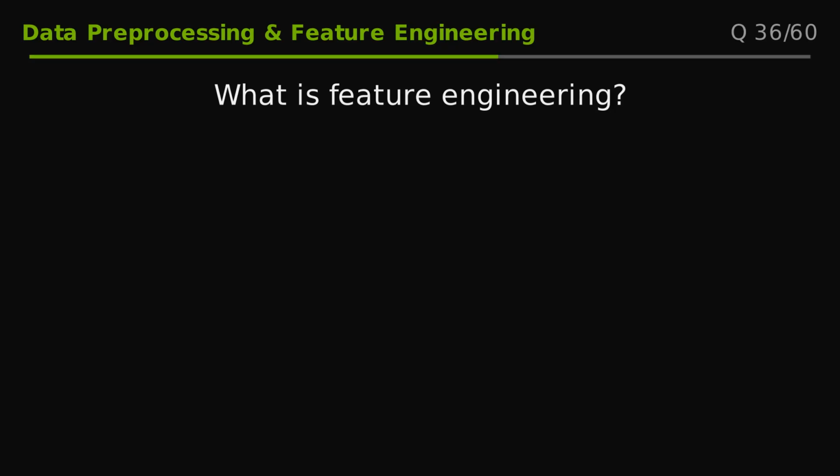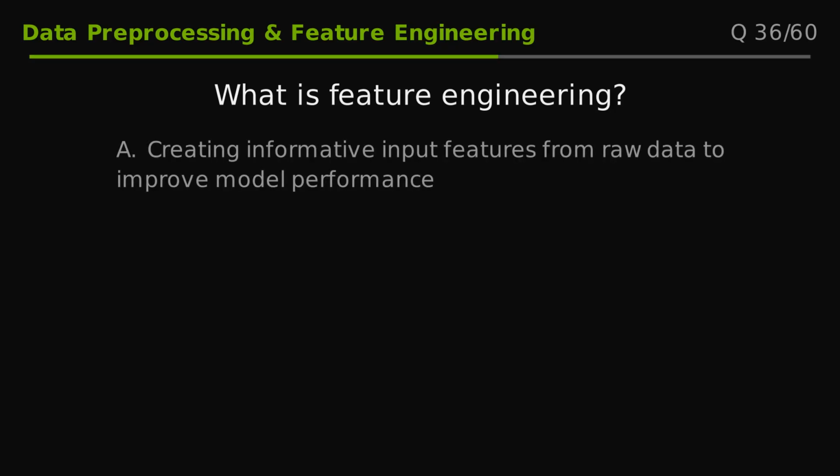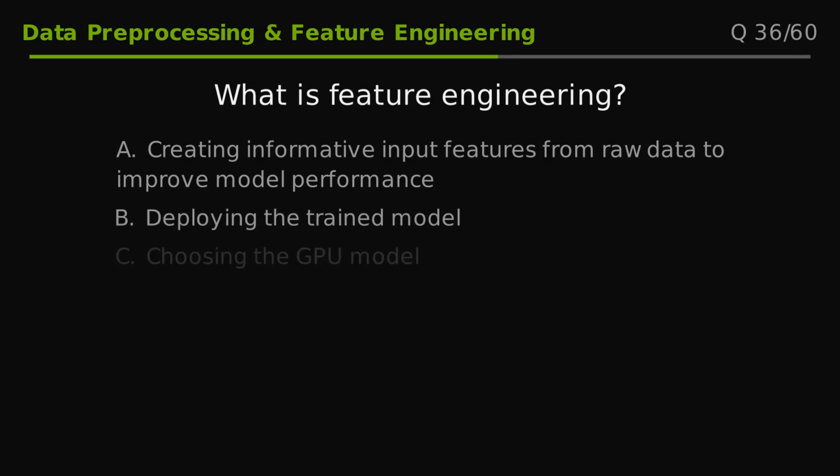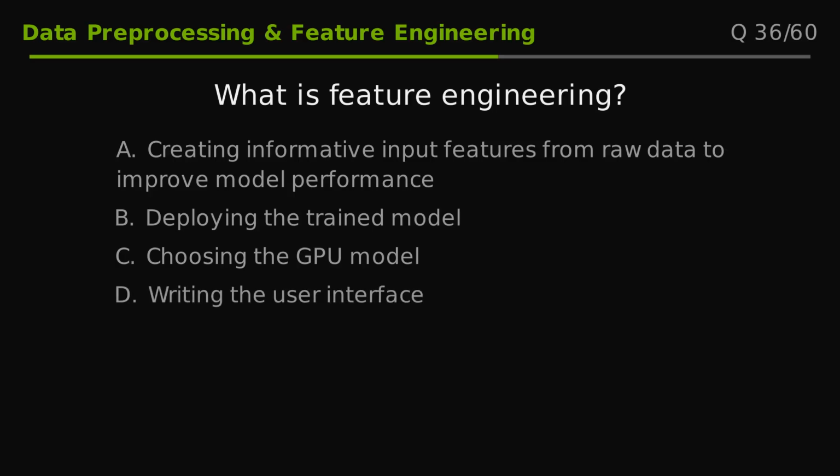Question 36. What is feature engineering? Option A, creating informative input features from raw data to improve model performance. Option B, deploying the trained model. Option C, renaming the model. Option D, writing the user interface.